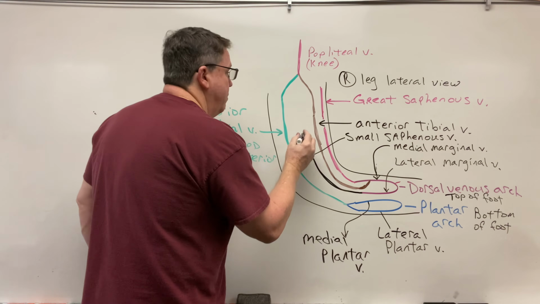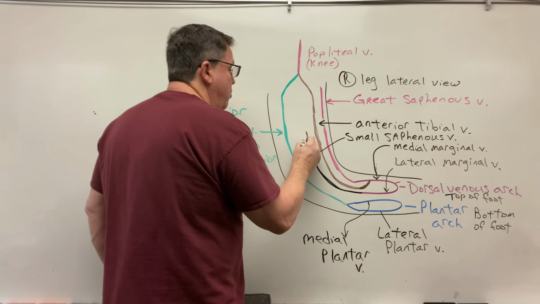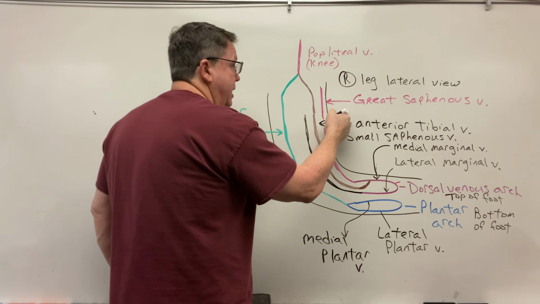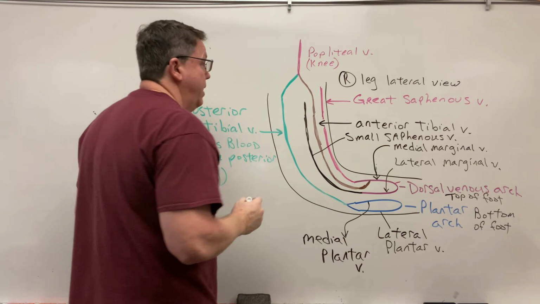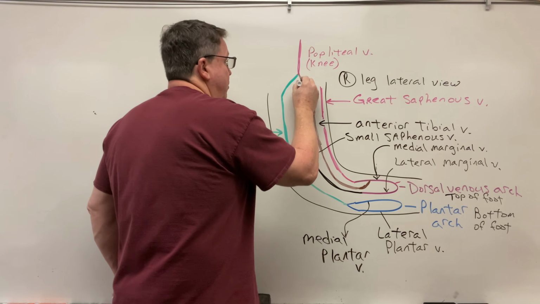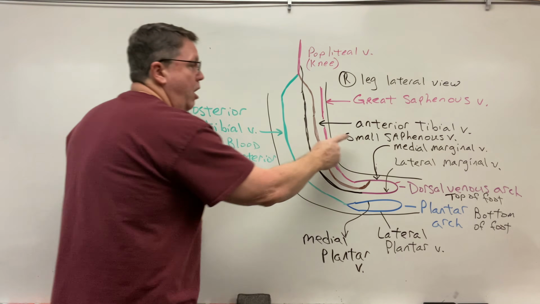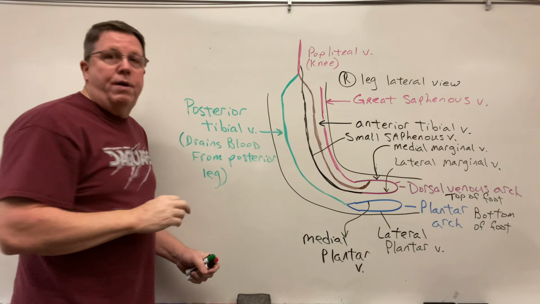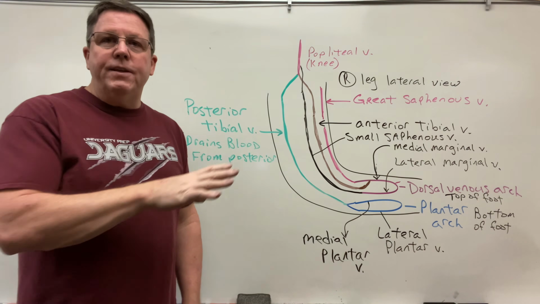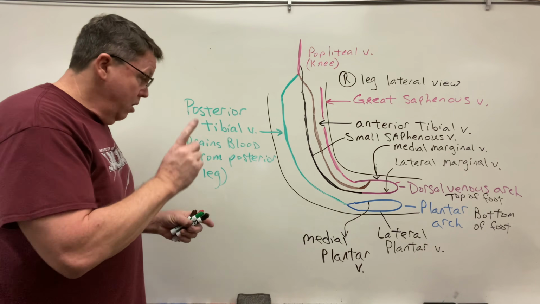Okay? And what's going to happen now is my small saphenous vein is going to continue upward, just like my great saphenous vein did. And then eventually, my small saphenous vein is going to insert into the popliteal vein. So my small saphenous vein is going to go into the popliteal vein. And again, we'll look at this from a better angle in just a minute. I'm just kind of letting you know what's going on here.